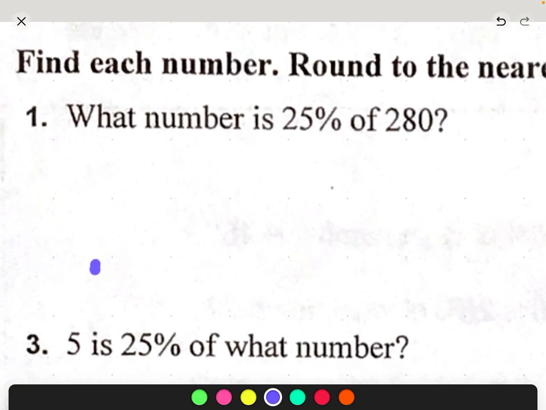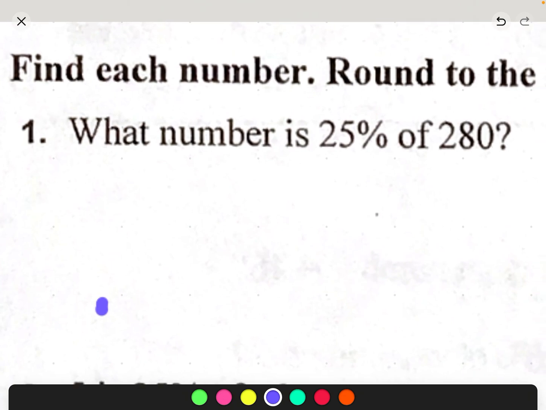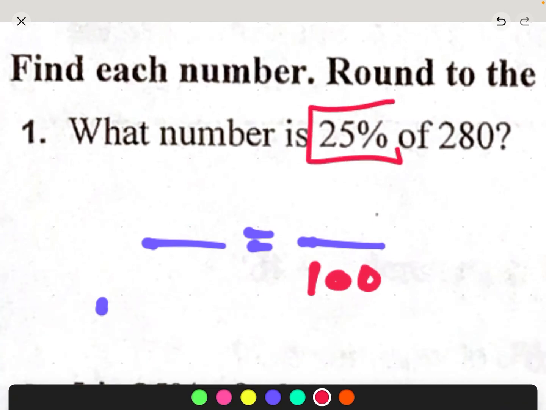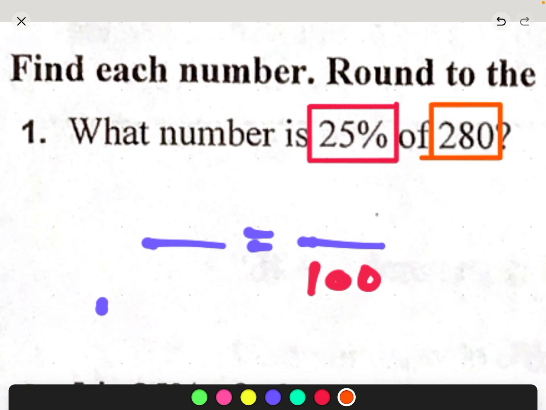All right, number one, what number is 25% of 280? So when you have your setup here, right, you know you got your 100 over here. Now, the course gives you your percentage, so you know where that needs to go, and then it says of 280, so you should know where that needs to go, and then find what number is, I don't know, right? That's my variable, and then you solve it from there.